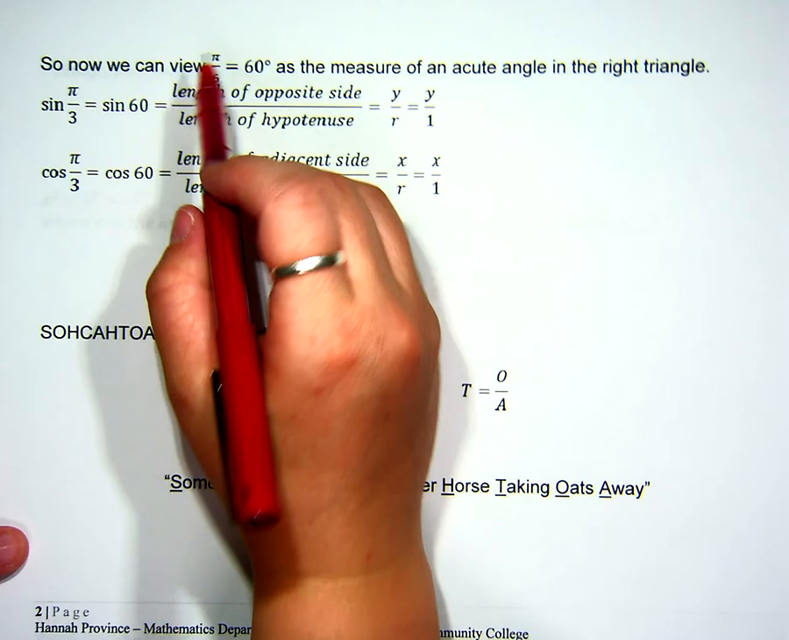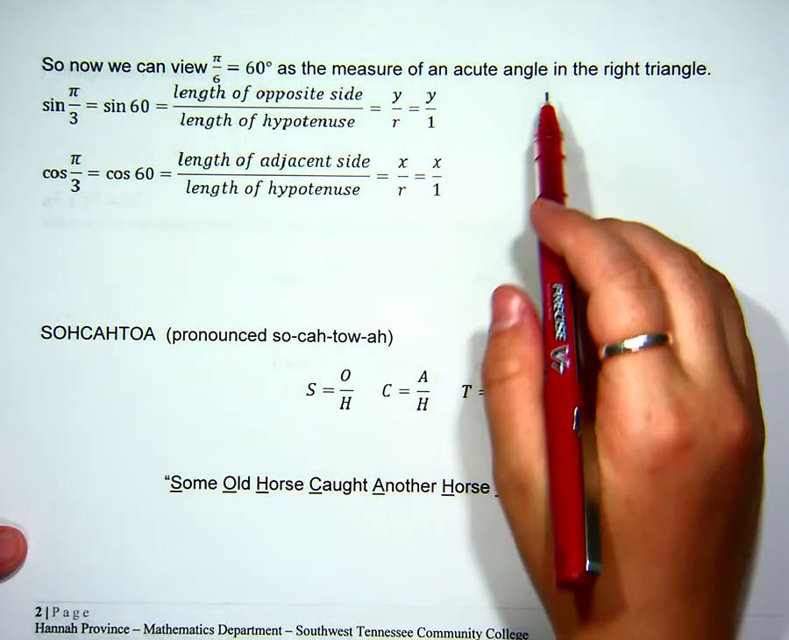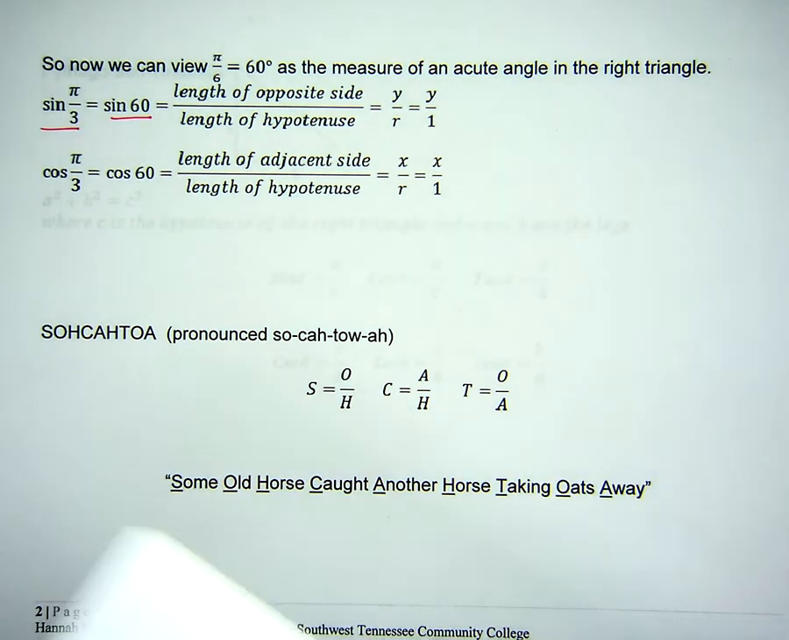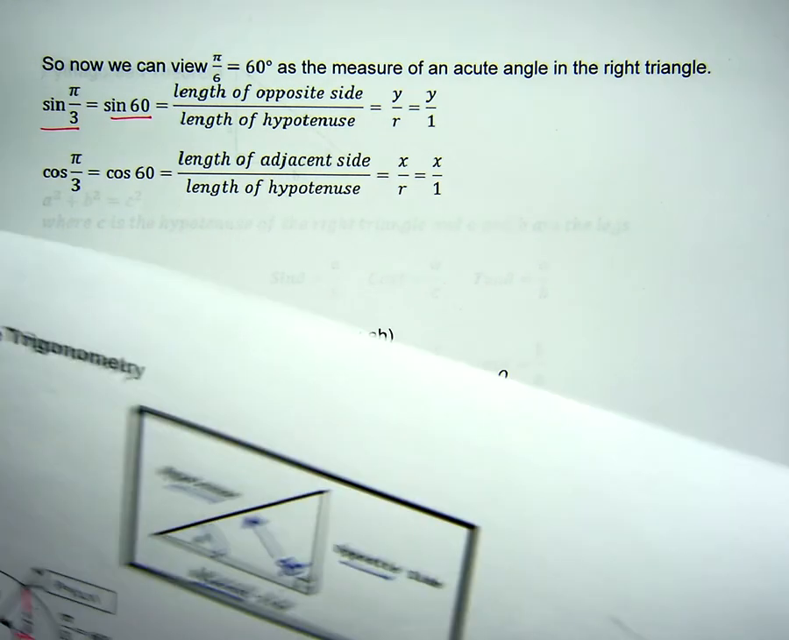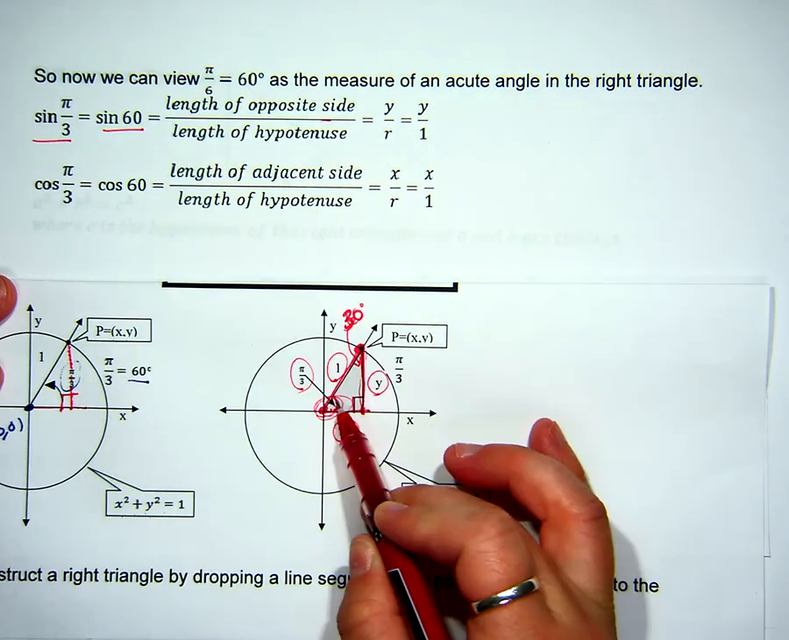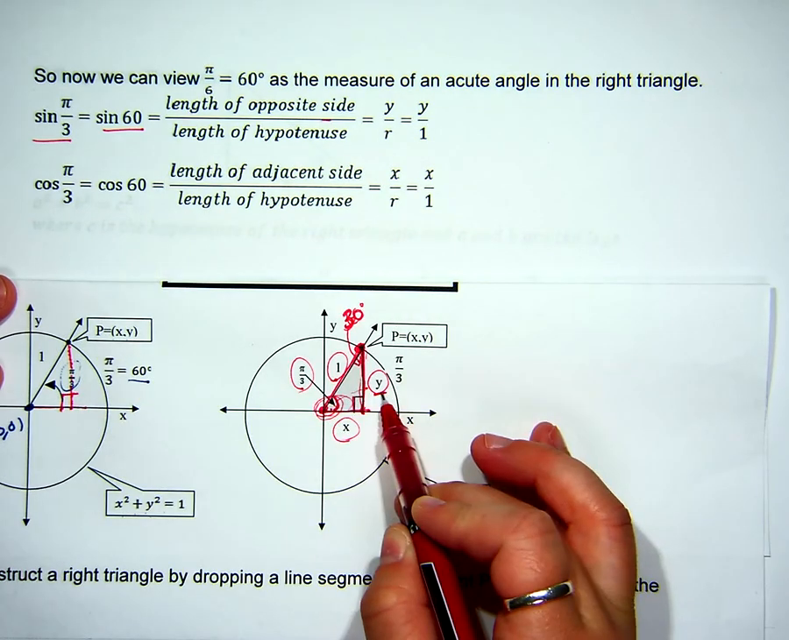So now we can view pi over 3, or 60 degrees, as the measure of the acute angle in the right triangle. Now, sine of pi over 3, sine of 60: you remember sine for a unit circle is y. So if I come back to my picture here, I need this answer to come out to be y. The way to do that is to take the length of the opposite side, y, divided by the length of the hypotenuse. For a unit circle, that's 1. Y over 1 is y.